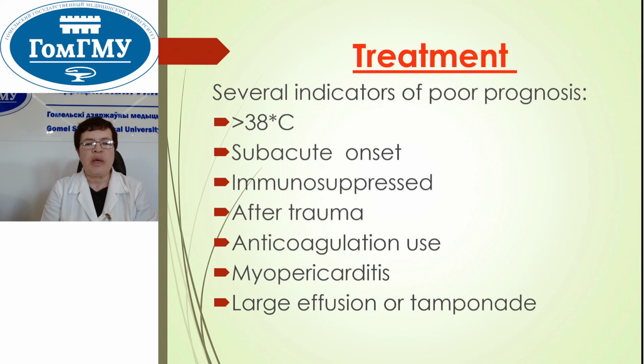Treatment of pericarditis. Several indicators of poor prognosis of pericarditis: fever of more than 38 degrees Celsius in the first place, then subacute onset, immunosuppressed, after trauma, anticoagulation use, myopericarditis, and large effusion or tamponade. All of them are indicators of poor prognosis.